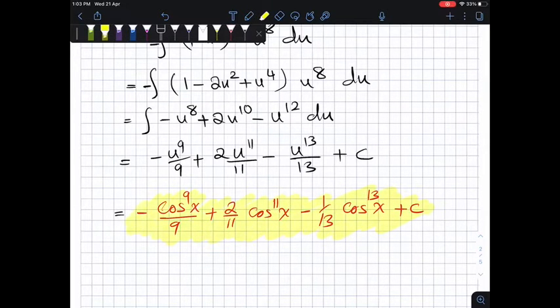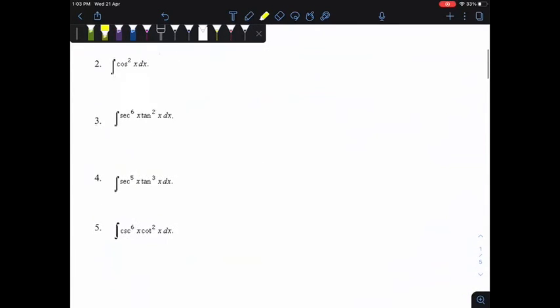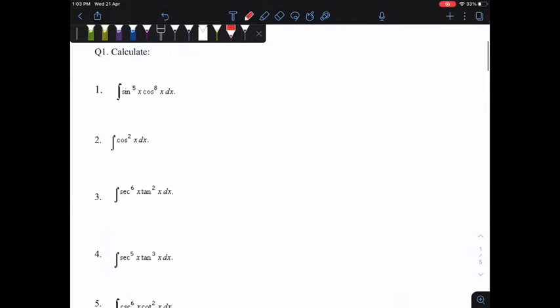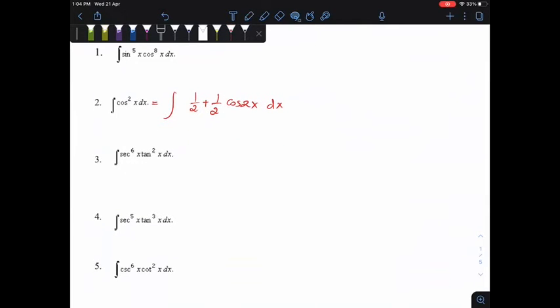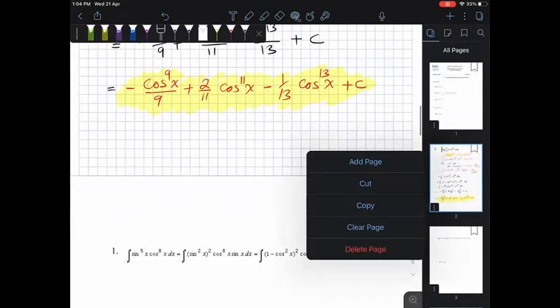Yes. Let's take one more question here, integrating trigonometric functions. I can give you a hint in question 2. Cosine squared can be written as 1/2 plus 1/2 cosine 2x dx, and then you can integrate each part separately. It will be half x plus half sine 2x over 2.